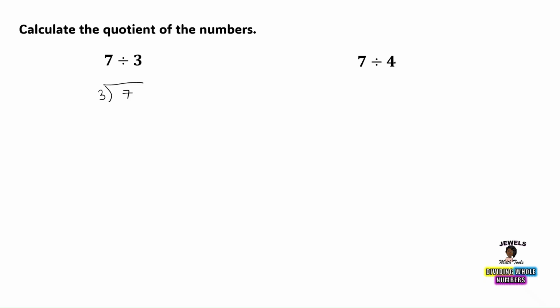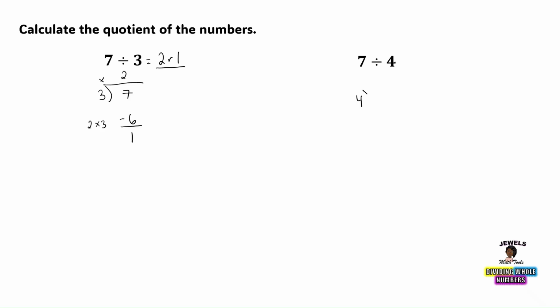So we have 3 divides into 7 2 times. We have 2 times 3 is equal to 6. And 7 subtract 6 gives us a difference of 1. So our quotient for this question is 2 remainder 1. Okay, so let's move on to our next example.